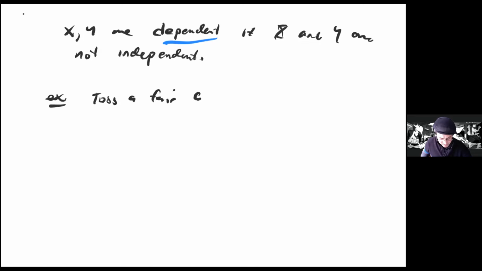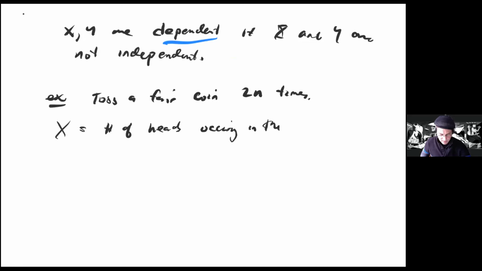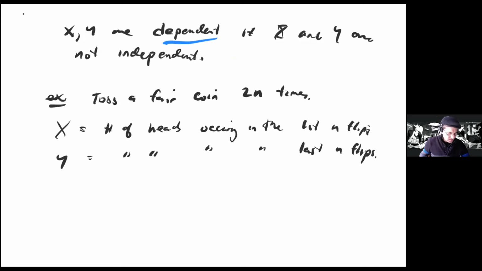Doesn't have to be fair, but let's let it be fair. Flip a coin 2n times, and let x be the number of heads occurring in the first n flips, and y be the number of heads occurring in the last n flips. There are 2n flips, so there's the first n and the last n. Since these are independent experiments, the outcomes have nothing to do with each other.